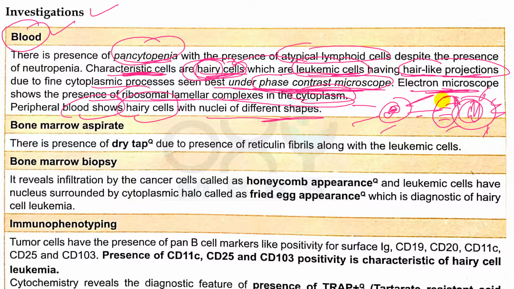And these hairs are seen under the phase contrast microscope, and under the electron microscope there are ribosomal lamellar complexes. These are the ribosomal lamellar complexes seen under the electron microscope.